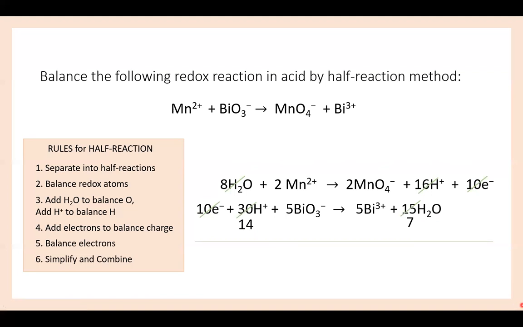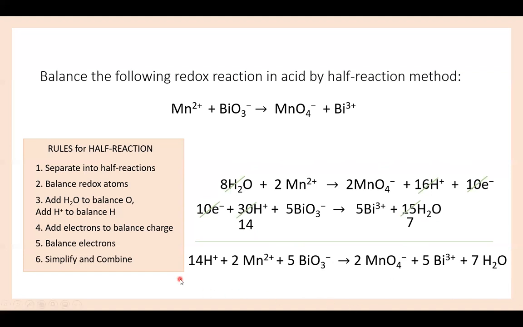Let's go ahead and add these reactions together, and this should be our final balanced redox reaction in acid. 14 H+ plus 2 Mn2+ plus 5 BiO3- yields 2 MnO4- plus 5 Bi3+ plus 7 water. A balanced redox reaction will be balanced with the number of atoms on each side of the equation, as well as the total charge on each side of the equation.